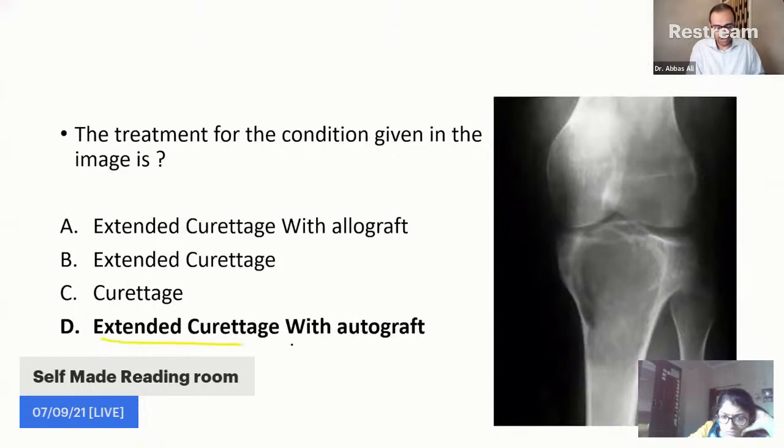Extended curettage with autograft. Autograft means patient's own bone. And what is the most common source of harvesting bone graft, friends? Where do you harvest the bone graft from? Iliac crest. All right, got it. Iliac crest. Sometimes it is not enough.